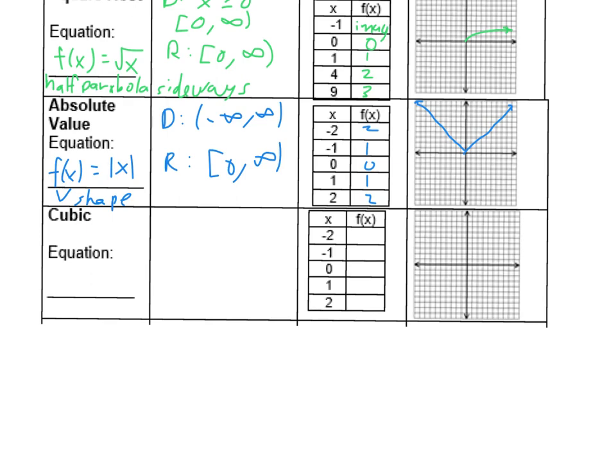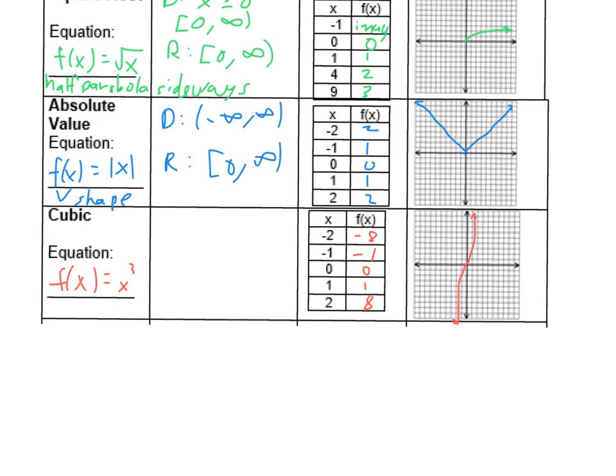All right, last up here we have our cubic function, so that'll be f of x equals x to the third power. So the interesting thing about this one is that the negative numbers stay negative and the positive numbers stay positive. And so it slopes down very quickly and slopes up very quickly on the other side.